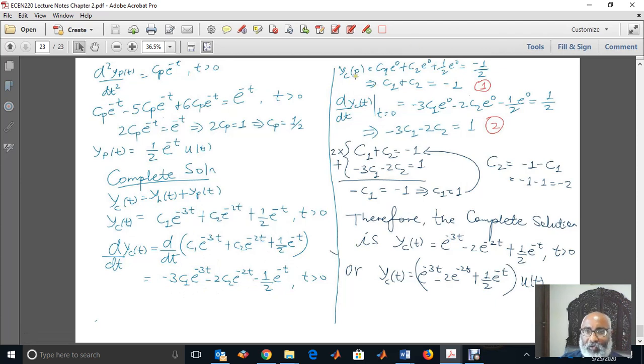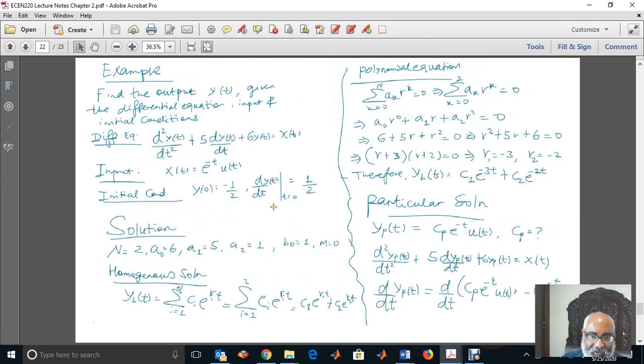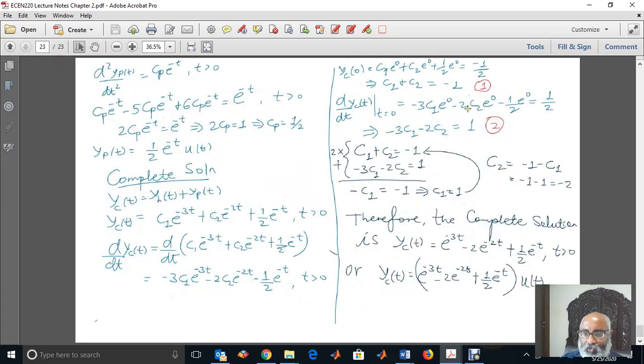Going back to the initial conditions, y at 0 is negative half, and the derivative of y at 0 is positive half. So y at 0 means substitute t equal to 0 in the complete solution. C1 e to the power of 0 plus C2 e to the power of 0 plus half is equal to negative half. So C1 plus C2 is equal to negative 1, when the half goes to the right.